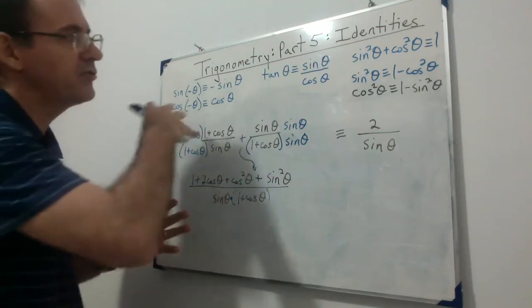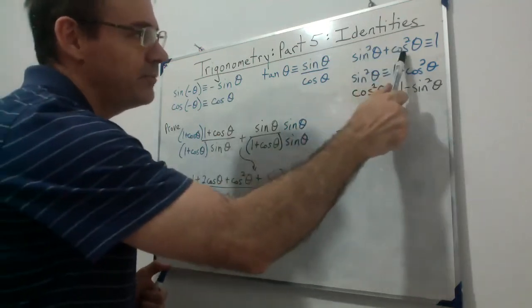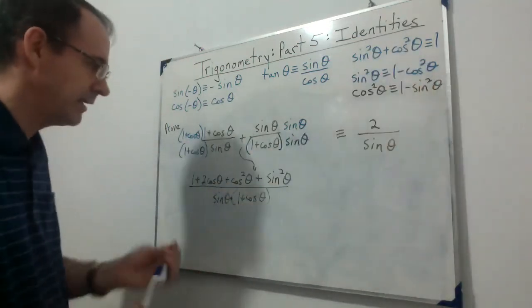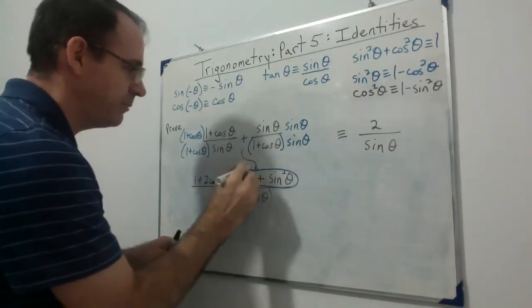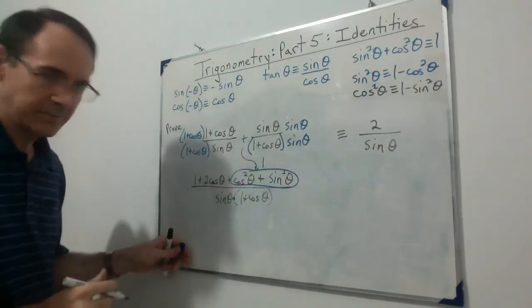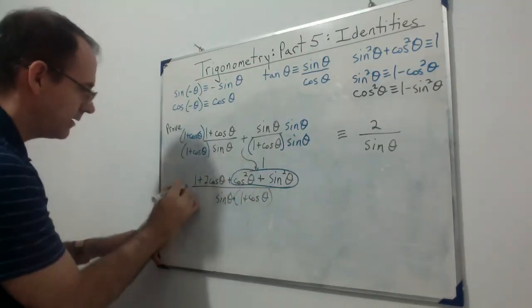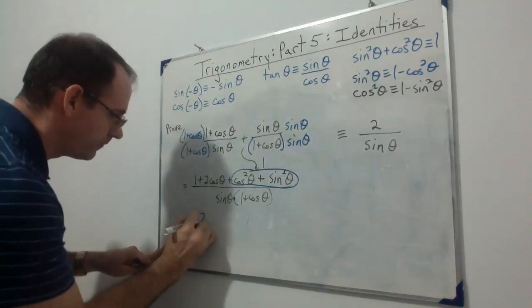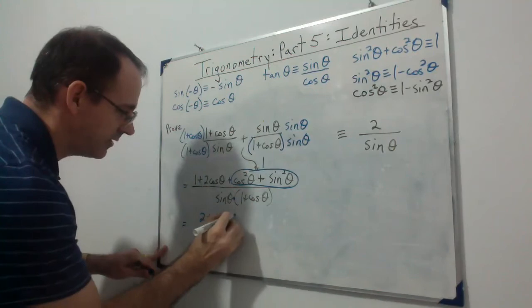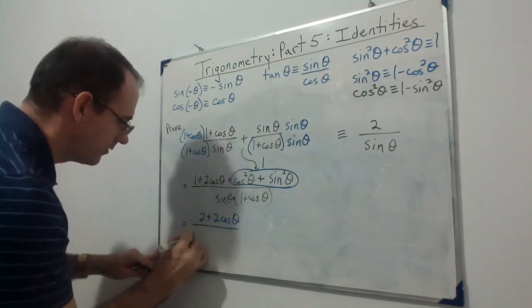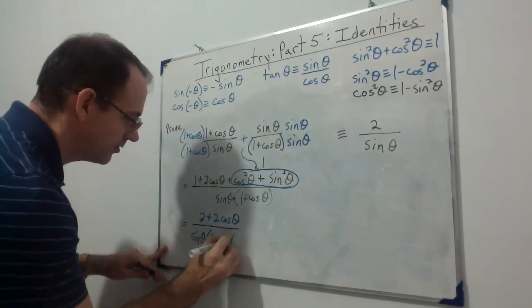So then we look to our identities and we go, oh yes, sine squared plus cosine squared equals 1. So right here we have an identity. This can be replaced with a 1. So now we have 1 plus 1 is now 2 plus, we still have this 2 cosine theta over sine theta and 1 plus cosine theta.